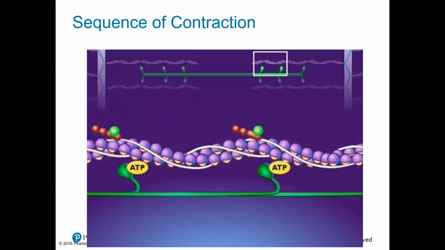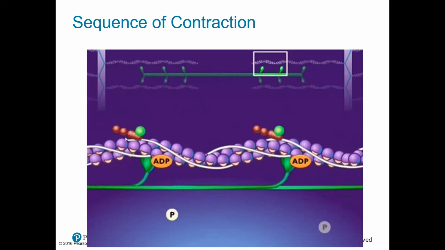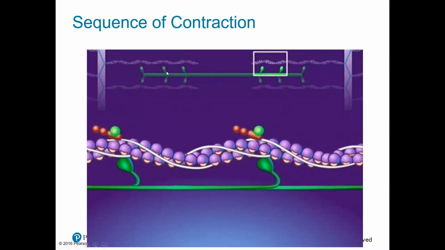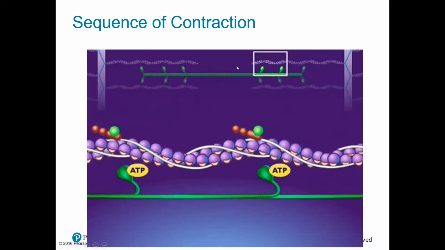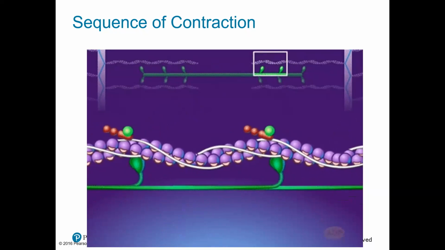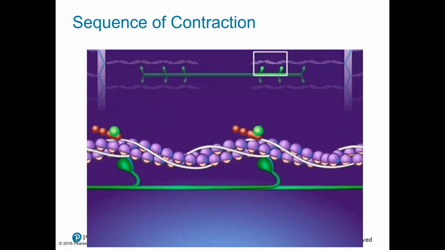These particular myosin heads are up here in this area, so they're pulling towards the left. If we were looking at these myosin heads here, they'd be pulling towards the right, because we want to pull the actins toward the midline. So the Z lines come closer together, and the entire sarcomere shortens.